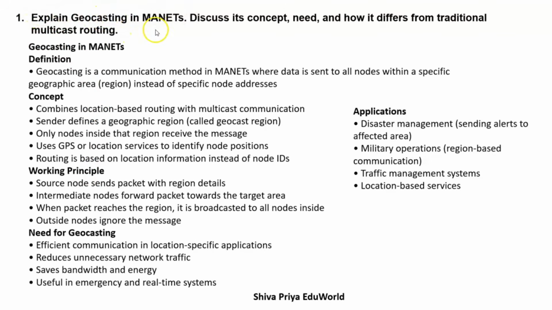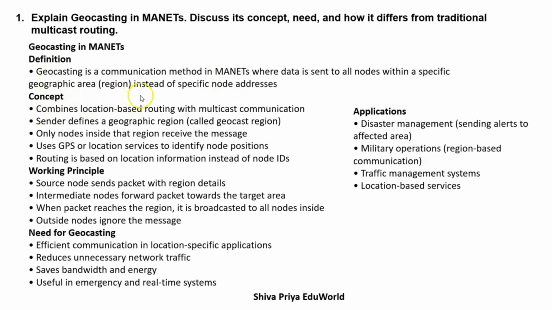Explain geocasting in MANETs. MANETs is nothing but mobile ad hoc networks. Discuss its concept, need and how it differs from traditional multicast routing. Here, geocasting in MANETs. Geocasting is a communication method in MANETs, which means mobile ad hoc networks, where the data is sent to all nodes within a specific geographic area or a specific region instead of a specific node address. Clear? That is geocasting. It is a way of communication in MANETs. The data is sent to all nodes just based on the geographic area, not on the specific node address. Clear? This is what geocasting means.